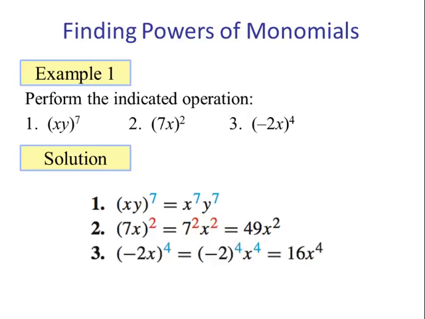Number 3, the base of negative 2 is raised to the 4th power, and x is raised to the 4th power. Negative 2 times negative 2 times negative 2 times negative 2, which is a positive 16, and then we have x to the 4th.